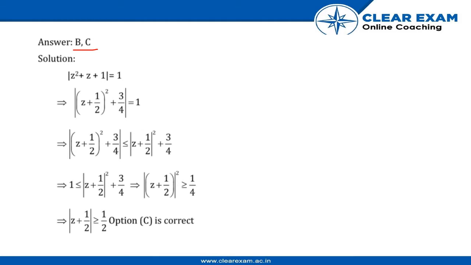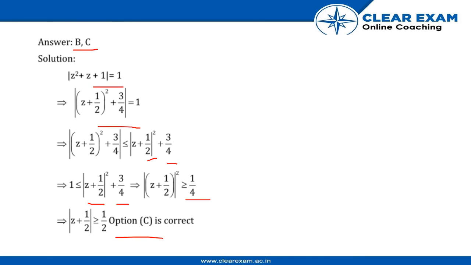Solution: |Z² + Z + 1| = 1, which implies |(Z + 1/2)² + 3/4| = 1, which implies |(Z + 1/2)² + 3/4| is less than or equal to |Z + 1/2|² + 3/4, which implies 1 is less than or equal to |Z + 1/2|² + 3/4, which implies |Z + 1/2|² is greater than or equal to 1/4. Therefore |Z + 1/2| is greater than or equal to 1/2.